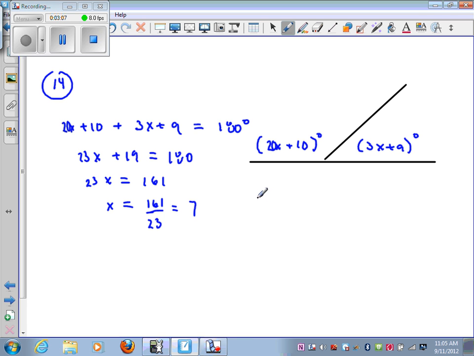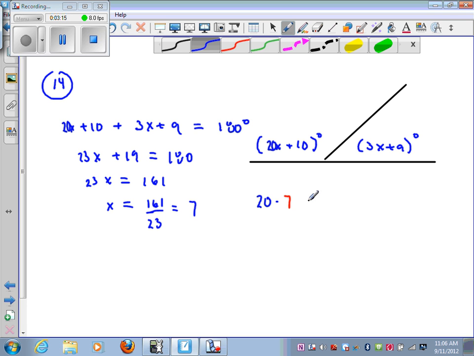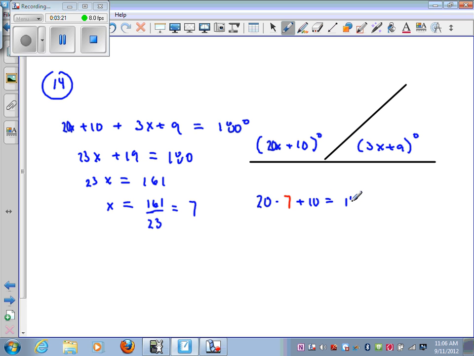Now I'm ready to substitute it. I've got to go 20, and for x, I'm going to substitute that 7. Now I go plus 10. And this is 140 plus 10, which is 150. So this angle right here is 150 degrees.